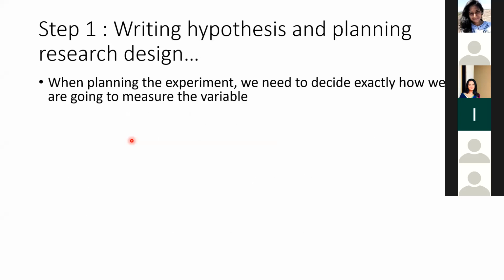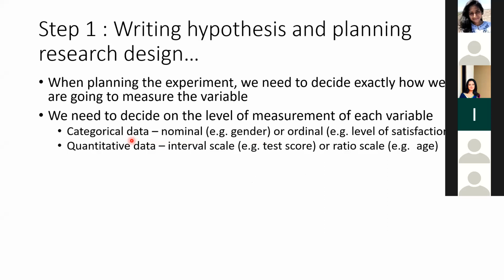When planning that experiment, we need to decide exactly how we are going to measure the variable. So the levels of measurement, I mean, what are the variables we'll be collecting? What are the units? Are they nominal? Are they interval? Are they categorical variables? Are they quantitative variables? All these things are important. Otherwise, the test you are going to use sometime later won't fit into this data, right?